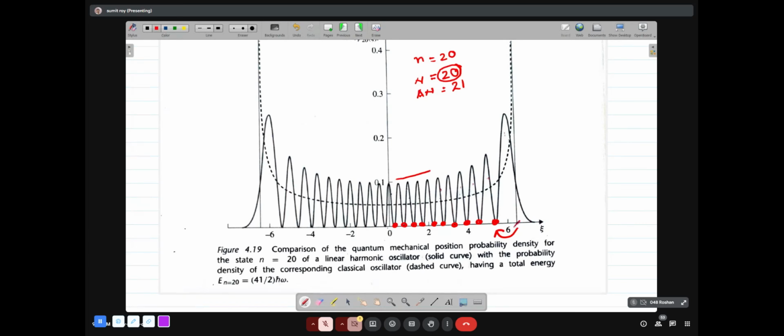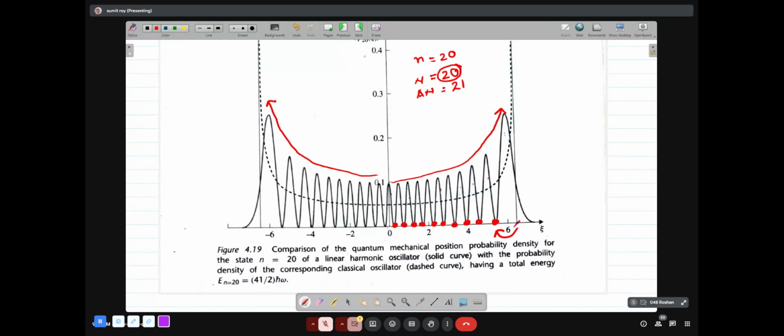You have 10 antinodes this side and 10 antinodes this side, and the one at the center, making it 21. And also the amplitude of probability is increasing as we move away from the mean position.